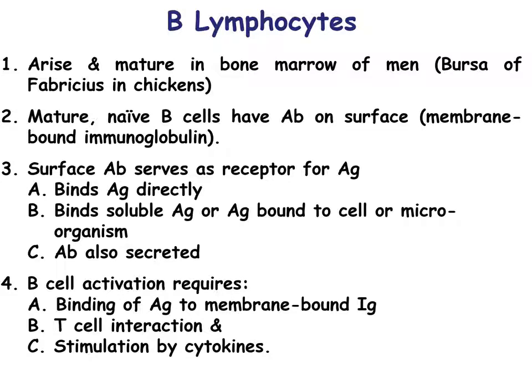Because usually what it's actually binding is a very small part of the pathogen. And the antibodies can also be secreted, so they are in the fluids of the body. Now, what do you need to do to activate a B cell? Well, it has to bind antigen on its membrane-bound immunoglobulin or antibody. It has to interact with a T cell, and that T cell is going to stimulate it by secreting particular cytokines. And then you have an activated B lymphocyte.